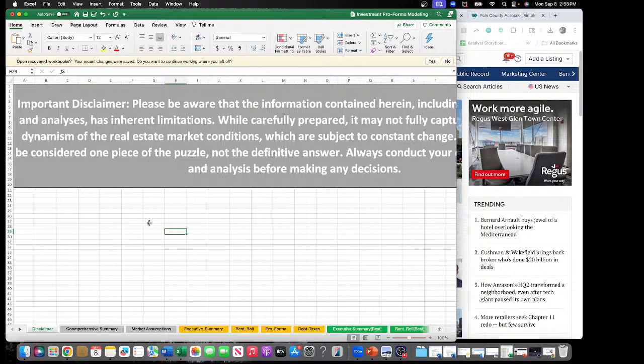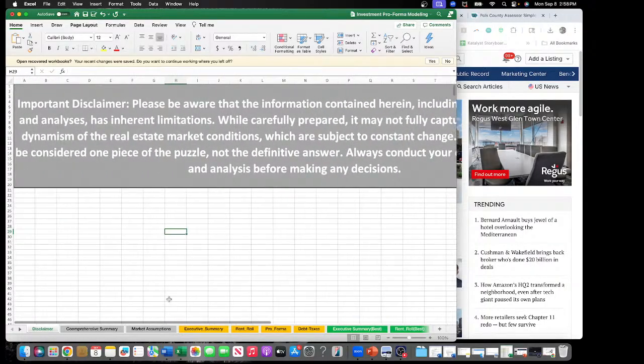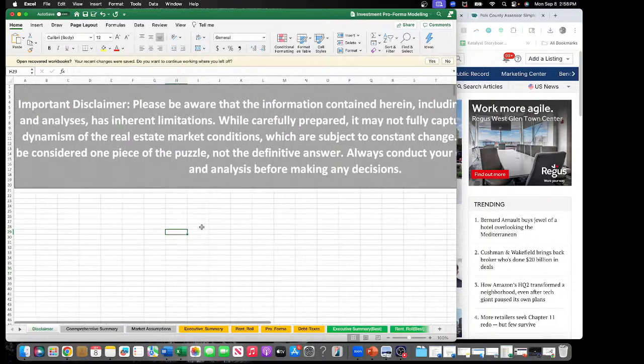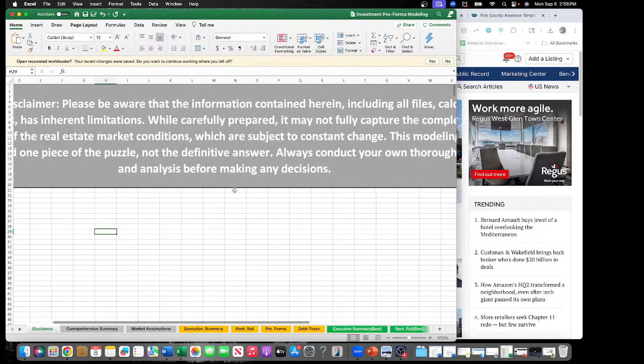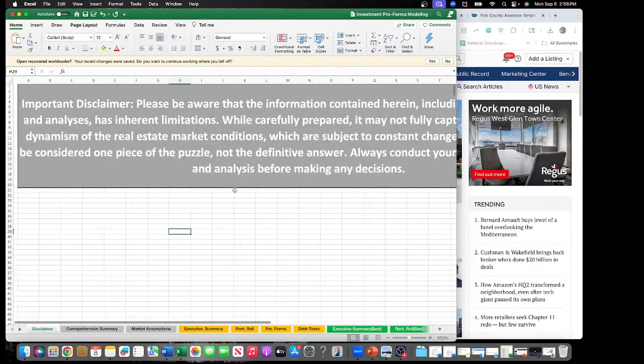I also want to point out this disclaimer. This is in my Excel sheet. You'll see this is the Excel sheet that I use to underwrite all multifamily deals. We'll go into what this looks like in a second. But important disclaimer, just be aware the information contained is just an analysis. It's just calculations. There are inherent limitations and risk in this. It's important to carefully underwrite and do your own analysis as well.